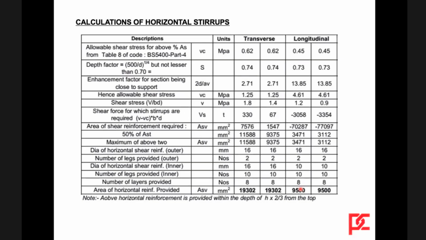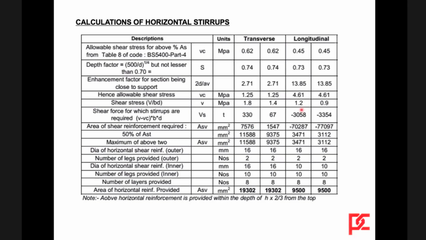And then calculation of horizontal forces is done. Then the enhancement factor for being close to the support, 2D by AV. All these things are calculated. And the allowable shear stress is 1.25 in this direction and 4.61 in this direction, whereas the actual shear stress is only 1.8, 1.4, 1.2. Here there is no problem. Here there is shear force for which stirrups are required. So here we require stirrups.